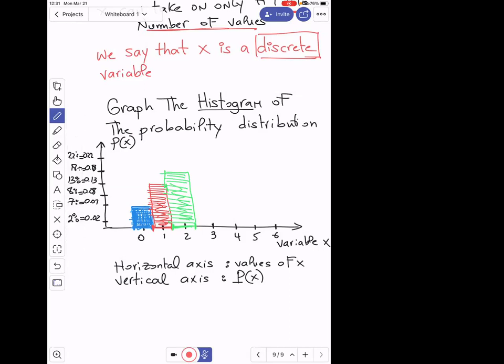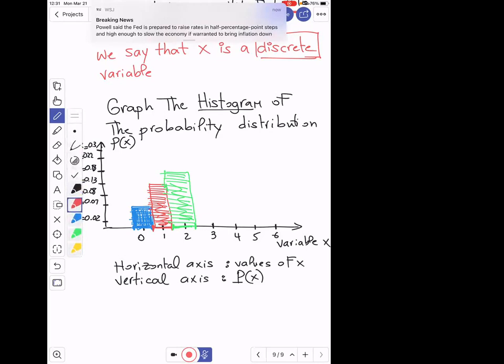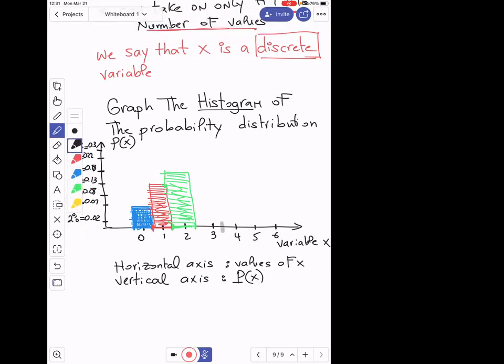Next, we have C with the, oh, did I forget the 30%? Oh yeah, I forgot the 30%. Sorry, there's the 30%, right? 0.30. So when x is 3, the probability is 30%. So here's my x equal to 3. Your 3 is in the middle of your interval, and we need to go up to 30%.